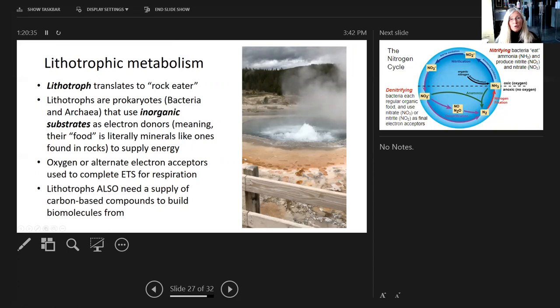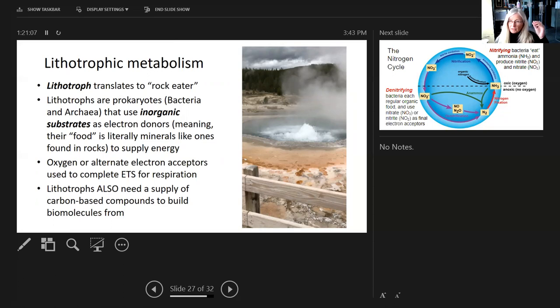So litho refers to rock. Trophic, remember, means to love. So these are rock lovers, right? Rock lovers. Trophic also can refer to eating, what things eat, right? So their lifestyle refers to what types of electron donors they use for food. So lithotrophy, these are bacteria and archaea that eat rocks.